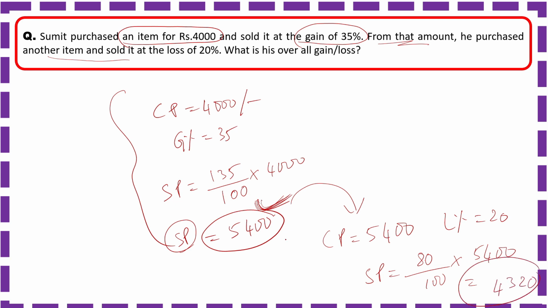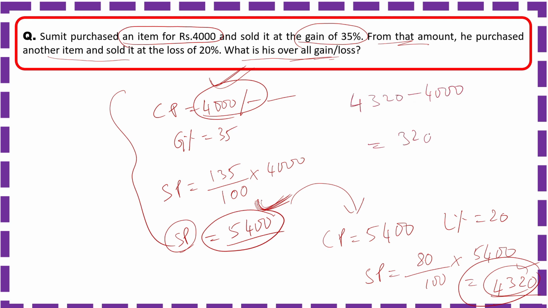4320. SP in the first case is 5400. SP in the second case is 4320. Now the original cost price is 4000. So what is the overall gain or loss? Is it a gain or a loss? CP is 4000. The final SP is 4320. Obviously it's a gain. How much? The gain is 320 rupees, that is the profit.